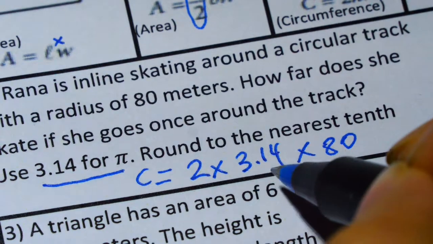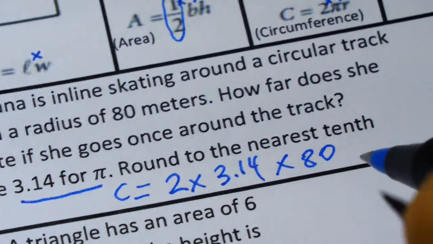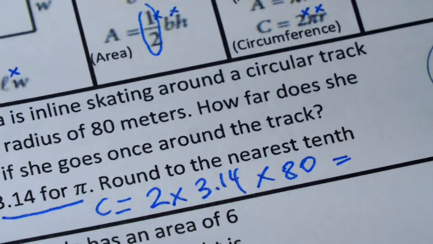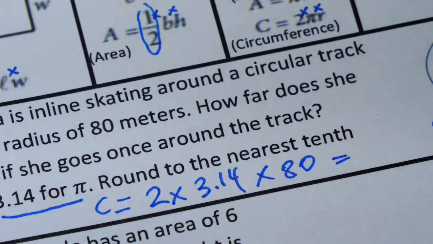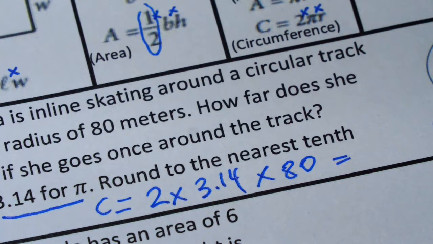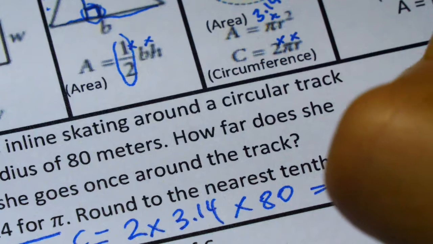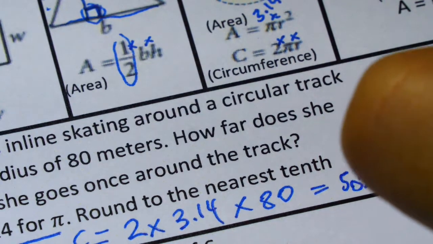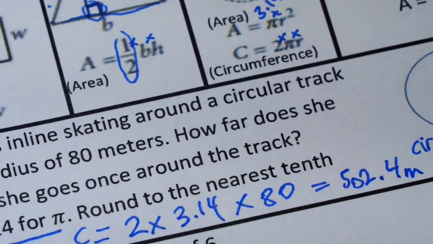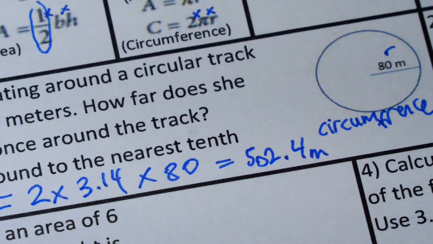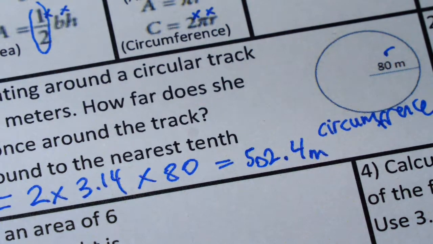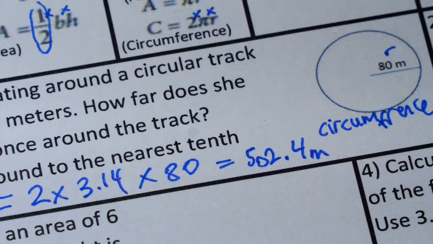2 times pi times r. If I put this in my calculator, 2 times 3.14 times 80 equals 502.4 meters. Remember, this is not meters squared because this is not area, this is a distance, circumference.